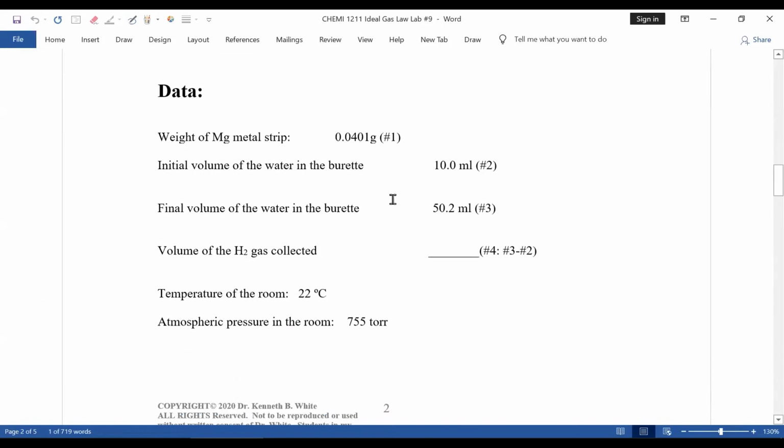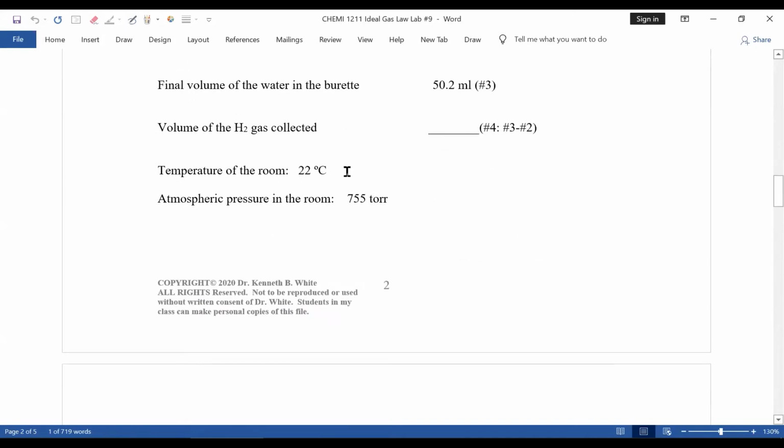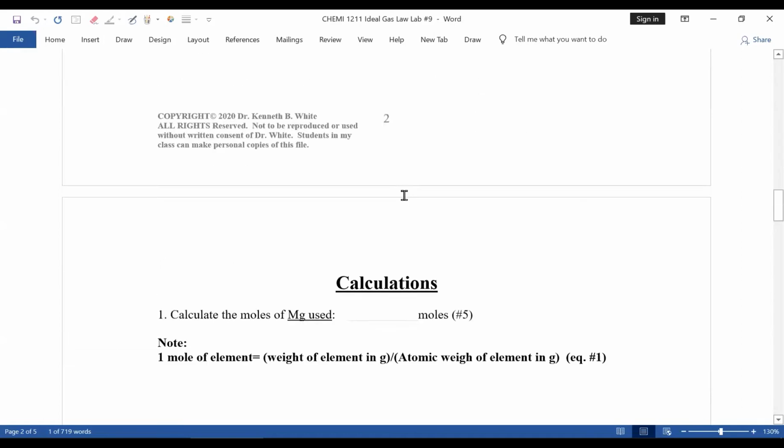Now, data. Here's the weight, if you were in a lab, what you did for the metal strip. Here's the initial volume of the water in the burette. Here's the final volume. The volume in milliliters form is 3 minus 2. So you now have the volume in milliliters. Temperature in Celsius, centigrade, Celsius, I got it right. The old name was centigrade. Atmospheric pressure, which is also the pressure of the gas in the tube, is this, 755 torr.